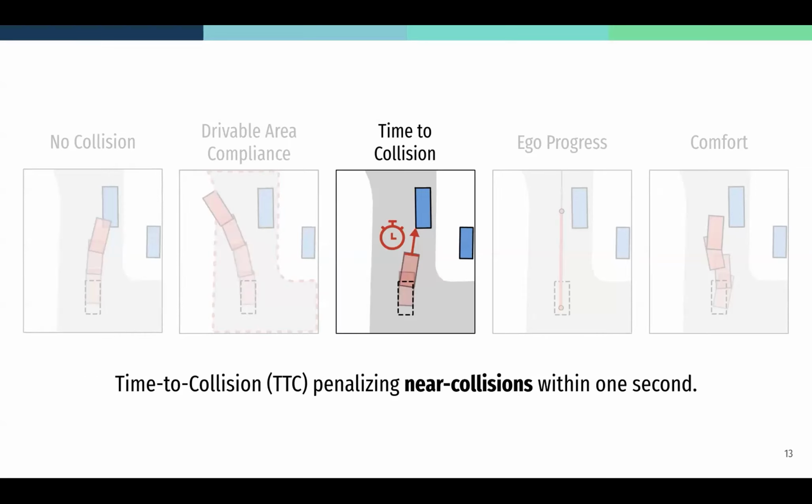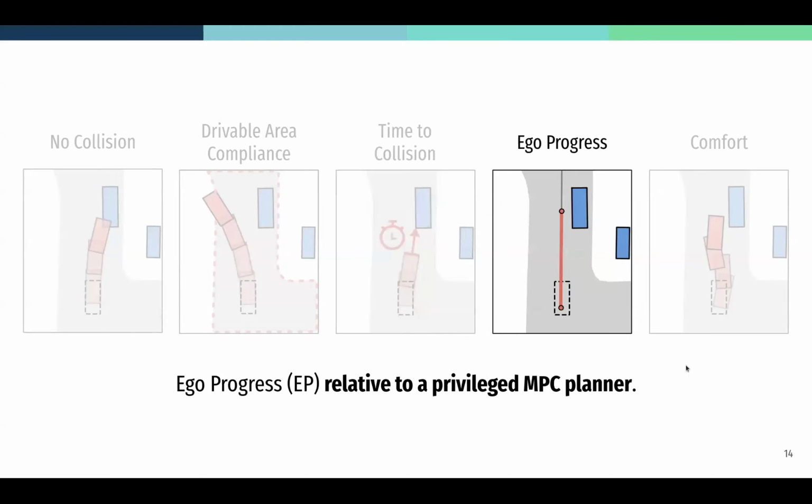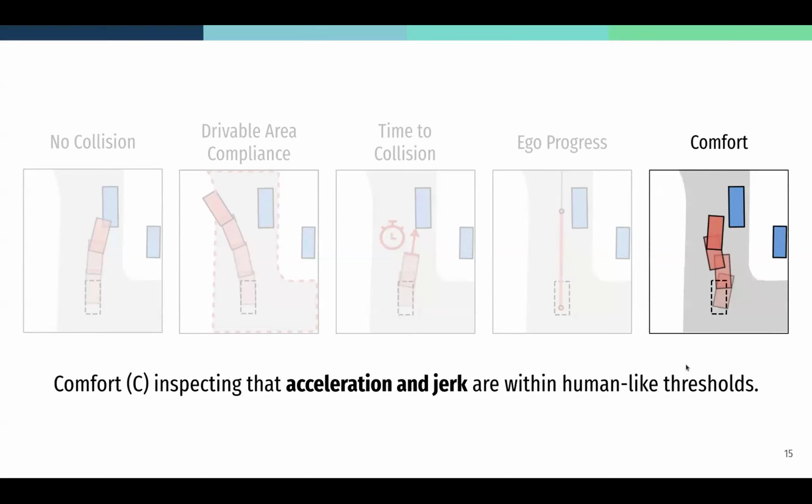We have a penalty for near collisions by making sure the time to colliding is sufficiently large, given a projection of the current velocity. We want to make progress so we don't get stuck, and we have a metric for this, and one for having sufficiently low acceleration and jerk values.